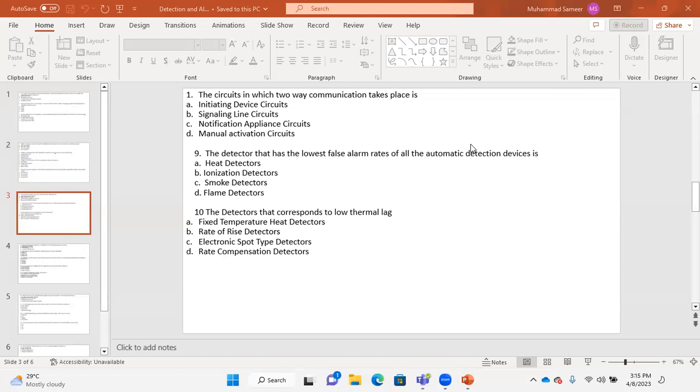Next question. The detector that corresponds to low thermal lag. We have two options: rate of rise and rate of compensation. So the detector with low thermal lag. Yes, the detector with the lowest thermal lag feature is the rate of compensation detector. These are the detectors that have the lowest thermal lag. Rate of rise and fixed temperature have higher thermal lag, meaning that any temperature differential is going to get them activated.